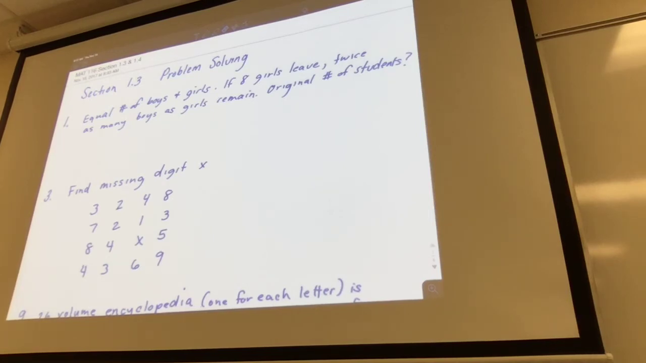What did you get? 32. 32. Very good. How did you go about it? Well, I knew it had to be even numbers, so I started saying numbers greater than 20. Mm-hmm. And I just, by trial and error, subtracted 8 and then divided by 3. Subtracted 8, divided by 3. Anybody else try something different?